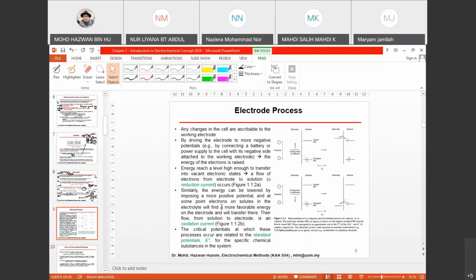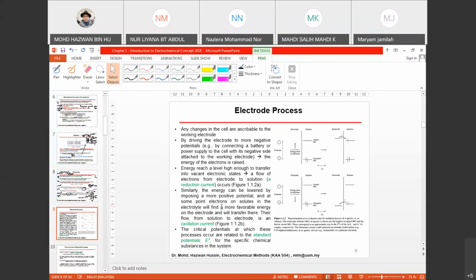So as I said, the types of electrode that we always use in this discussion are basically metals. Of course, how are the electrons produced? It is actually due to a process. We talk about oxidation, we talk about reduction. This is basically the process that explains how the electron is being donated or transferred. So any changes in the cell are ascribable to the working electrodes.